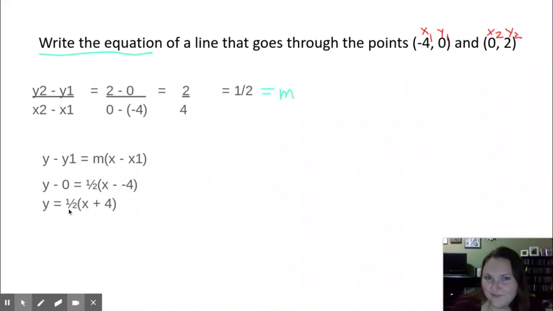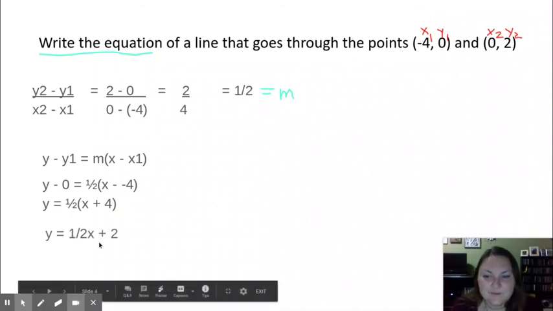Students aren't usually fans of doing 1/2 times 4, but multiplying a half is like the easiest fraction you could multiply by. It's just taking half of that number. So instead of thinking 1/2 times 4, just think what is half of 4? Half of 4 is 2. And so we're left with this being our final equation, y equals 1/2 x plus 2.